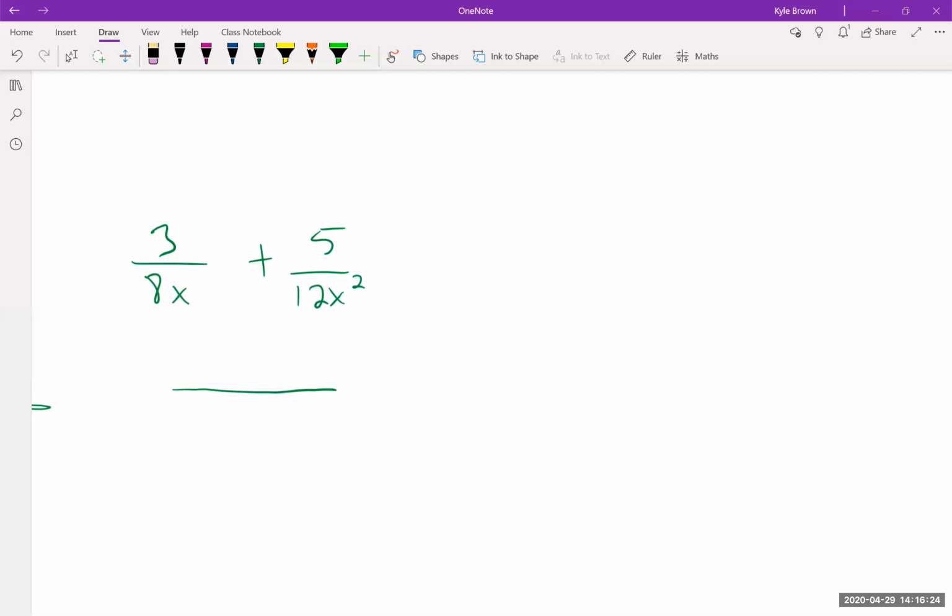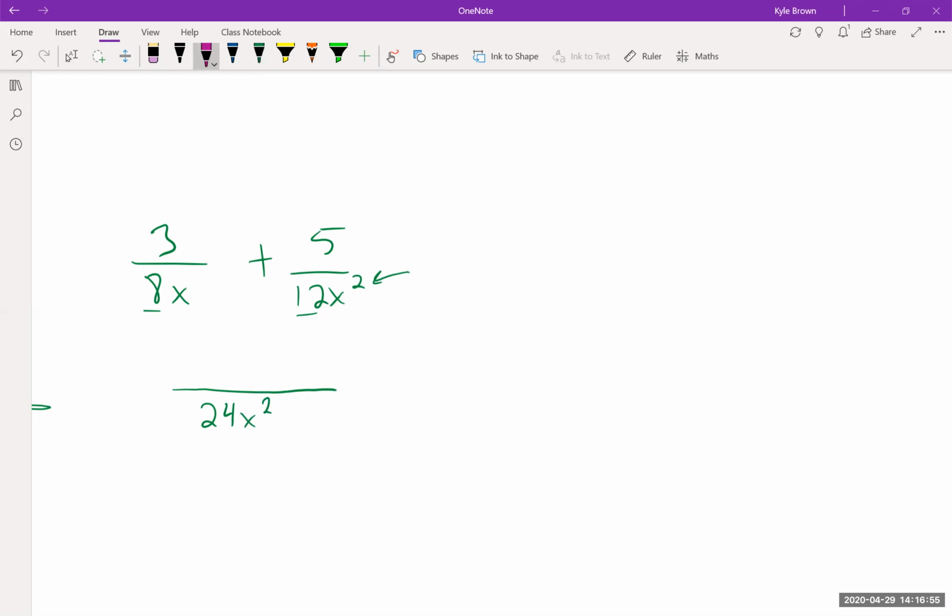So what do 8 and 12 both go into? What number do they both go into? Well, they both go into 24. I know I can get to 24 with an 8, and I know I can get there with a 12 as well. So it's going to be 24. And with the x's, the biggest exponent is what I'm looking for here. That's going to be x squared. So that's what I'm after. That's going to be my common denominator there.